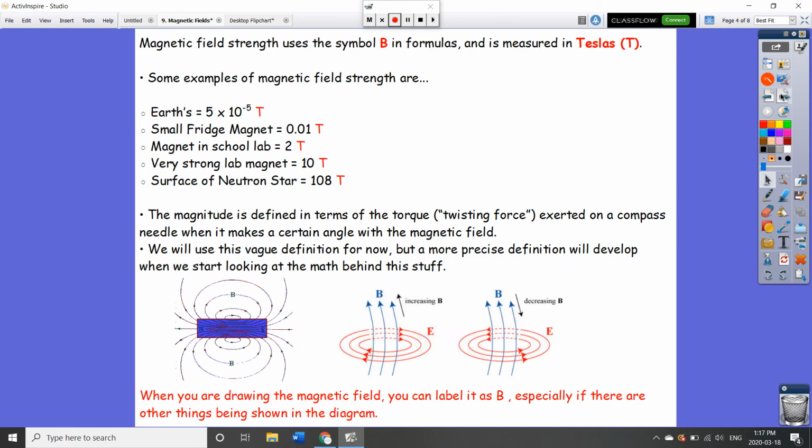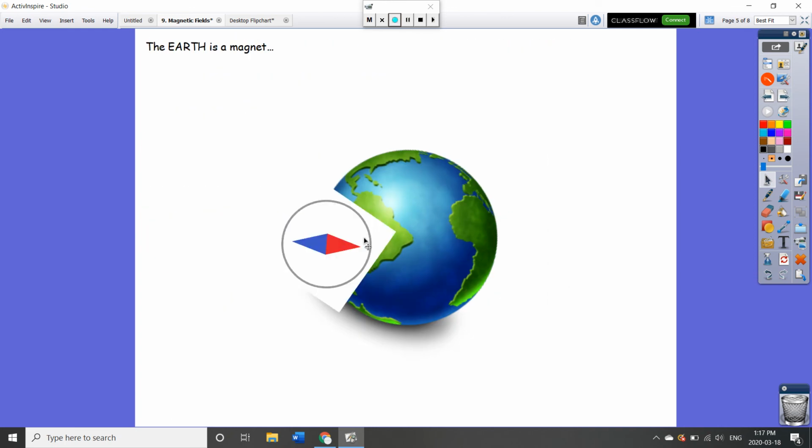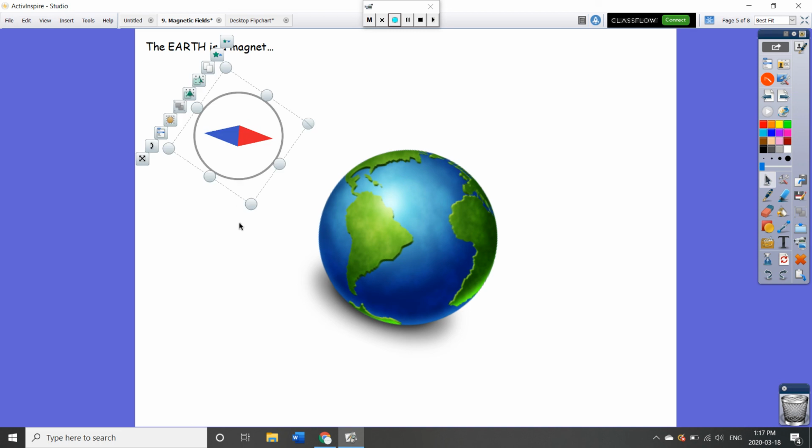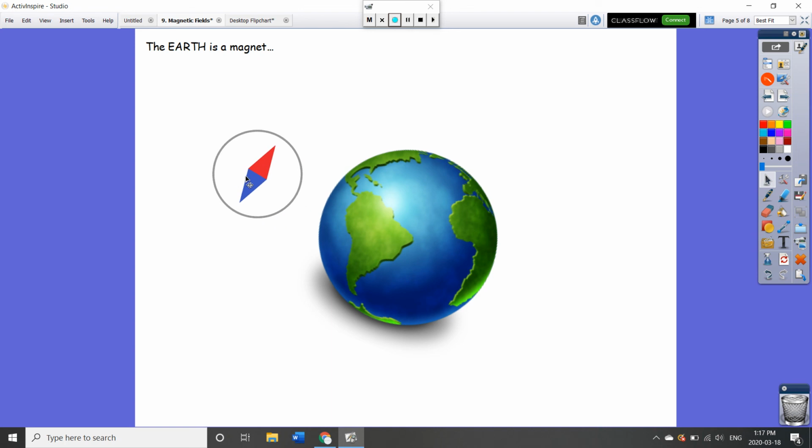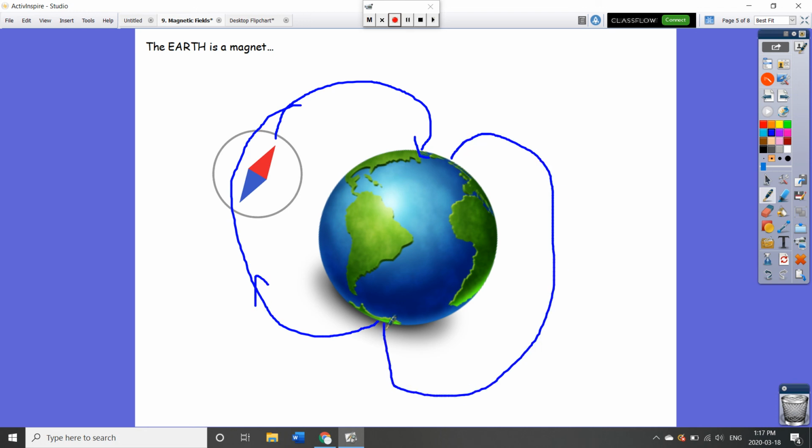Now that does have some implications for our Earth here. Right? If I were on the surface of the Earth and I were to have my compass, right? So I have my compass right here. I would find that the compass would point this way, right? So here's the magnetic field of the Earth. This is what my compass needle looks like. So maybe I'll draw this way. So here's my Earth's magnetic field.